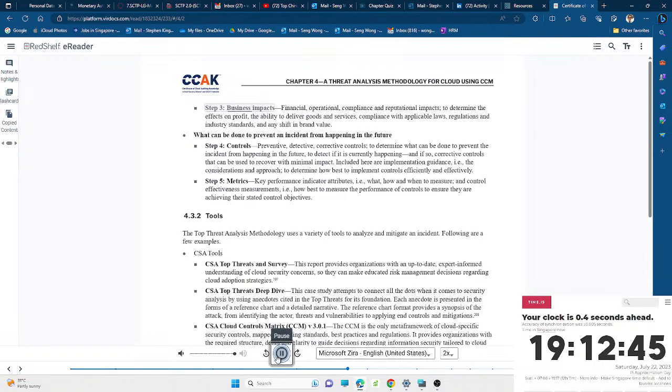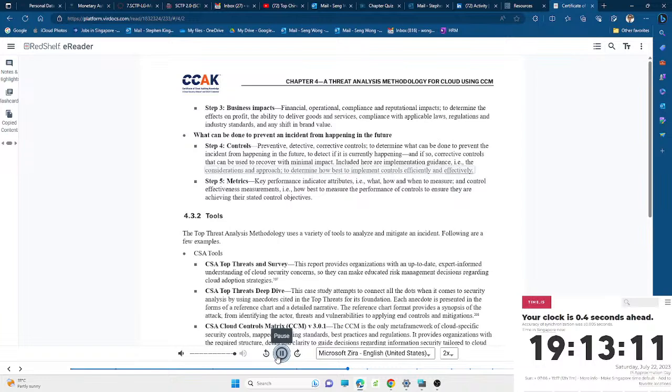Step 3. Business impacts: financial, operational, compliance and reputational impacts, to determine the effects on profit, the ability to deliver goods and services, compliance with applicable laws, regulations, and industry standards, and any shift in brand value. What can be done to prevent an incident from happening in the future? Step 4. Controls: preventive, detective, corrective controls, to determine what can be done to prevent the incident from happening in the future, to detect if it is currently happening and if so, corrective controls that can be used to recover with minimal impact. Included here are implementation guidance, i.e., the considerations and approach, to determine how best to implement controls efficiently and effectively.